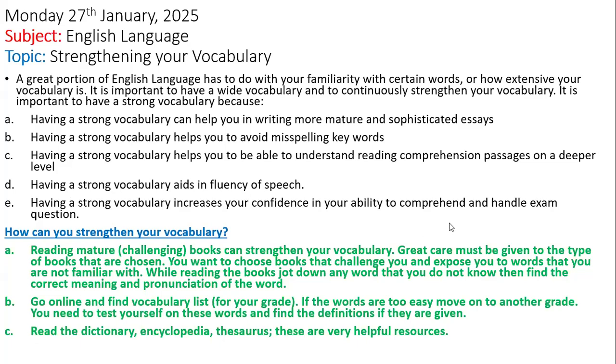Voracious, engaging in an activity with great eagerness. Voracious. Good. Okay. Once you finish taking a picture of your work and sending it to me, you can leave.